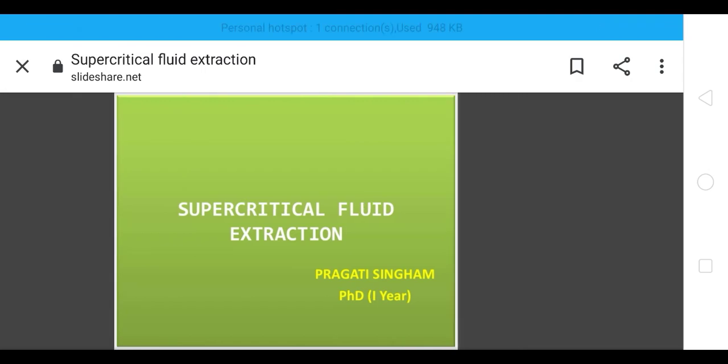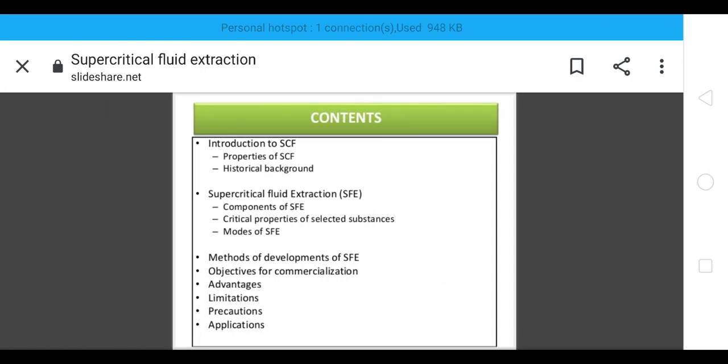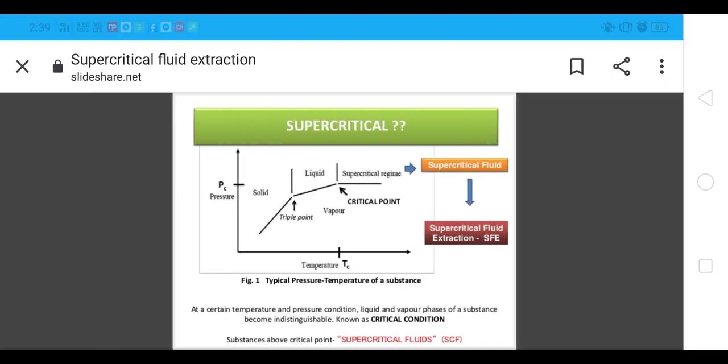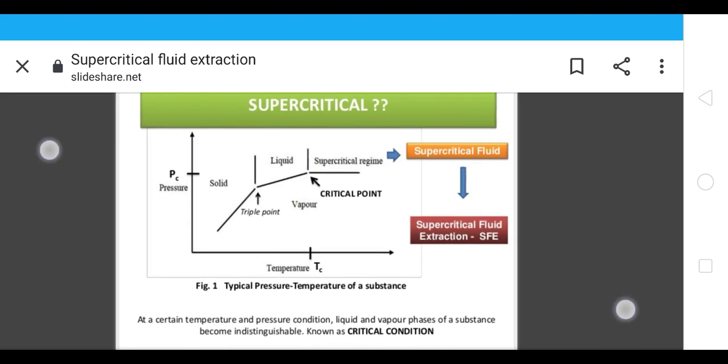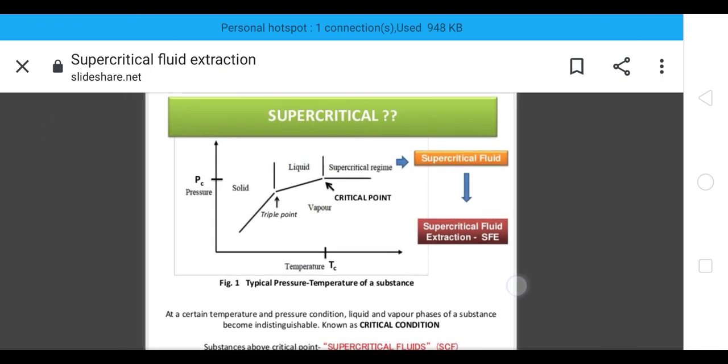Supercritical fluid extraction. It includes introduction, property, its extraction components, method, objective for commercialization, advantage, disadvantage, and precautions. First of all, what is supercritical fluid technology? When your fluid is at a temperature and pressure above the critical point, then it reaches the supercritical state, and when you use the supercritical fluid for extraction, it is called supercritical extraction.